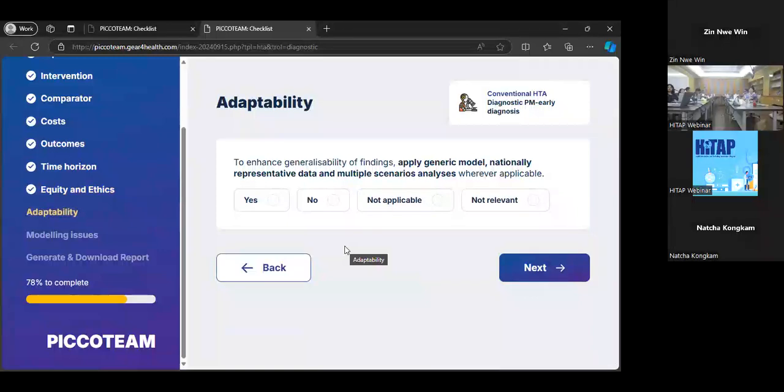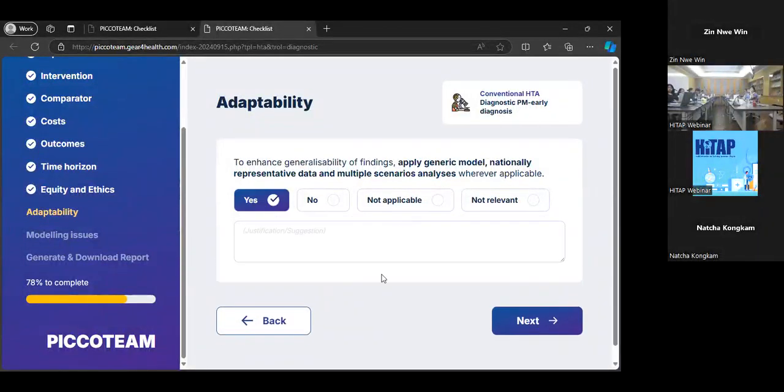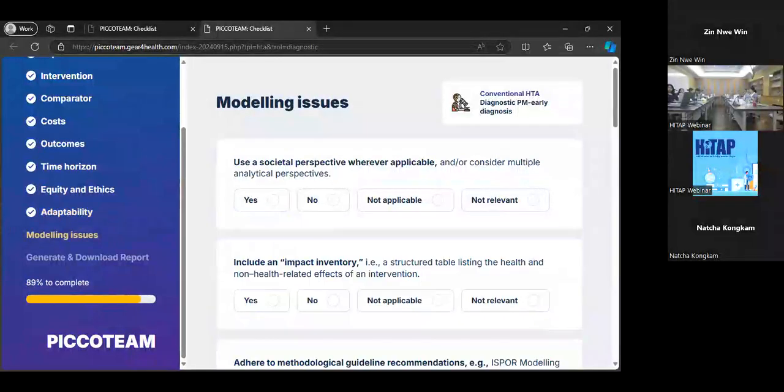And also, when we conduct an economic evaluation on precision medicine, because we are already focusing on the genetic subtype, we need to make sure that the result can be transferable, at least in this country, and better if it can be transferable to other similar countries with similar characteristics. So to ensure generalizability, it's recommended to apply a generic model and nationally representative data and use multiple scenario analyses to enhance the applicability of the results. And we did that in our study already.